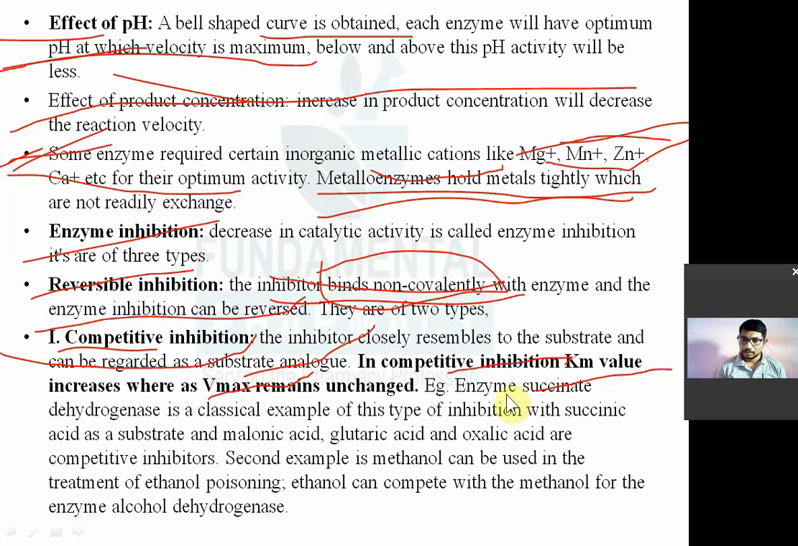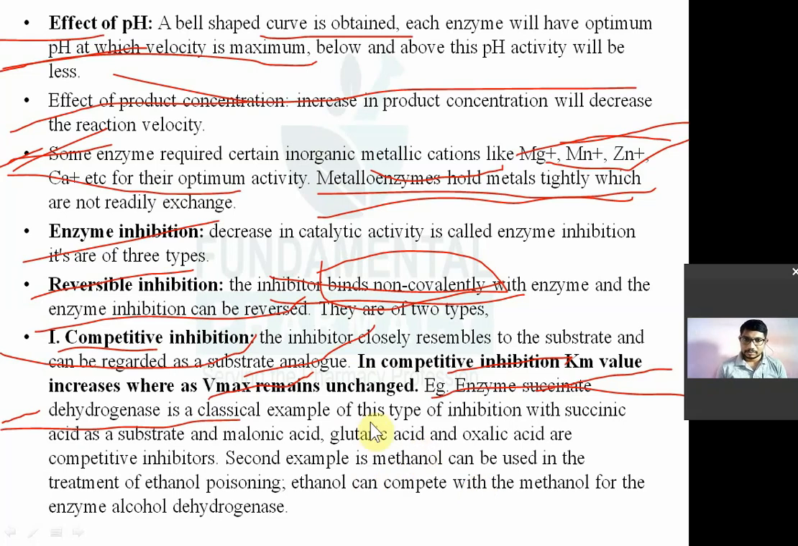For example, enzyme succinate dehydrogenase is a classical example of competitive inhibition. The substrate of succinate dehydrogenase is succinic acid.